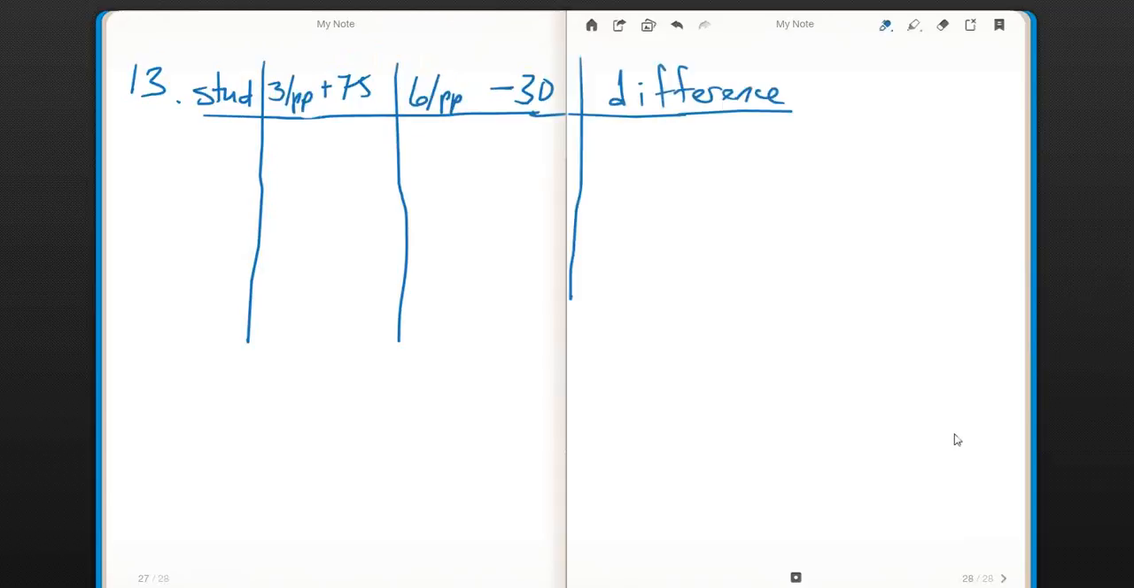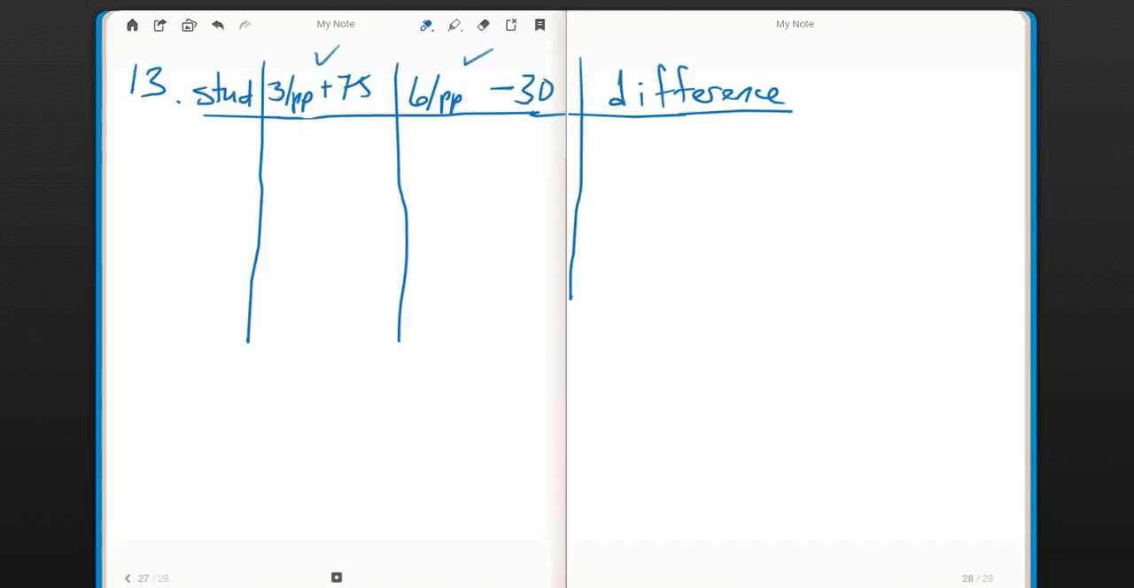I paused the recording and finished my chart. 3 stickers per person, and if you do 3 stickers per person, you add 75 stickers. If you have 6 stickers per person, you need 30 more. So what I'm trying to find is basically how many stickers do I have? And if my columns end up being the same number, then I'll know I have the right number of stickers. Let's do one and see what we see.